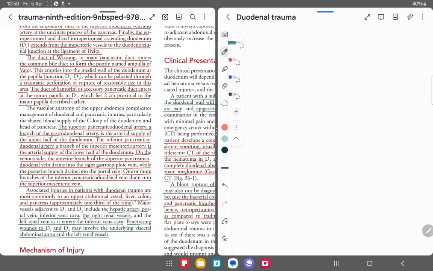So the vascular anatomy of upper abdomen complicates management of duodenal and pancreatic injuries, particularly the shared blood supply of the C loop of the duodenum and head of pancreas. The superior pancreatico-duodenal artery is a branch of the gastroduodenal artery and supplies the upper half of the duodenum. The inferior pancreatico-duodenal artery, a branch of superior mesenteric artery, supplies the lower half. So blood supply of duodenum is divided into upper half and lower half.